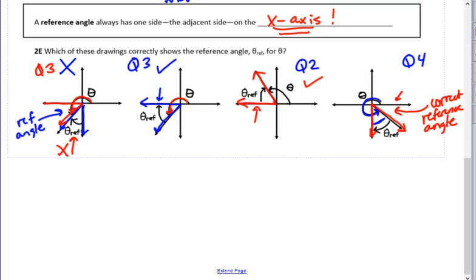So in general, when you're looking at reference angles, they are always next to the x-axis. So in quadrant 2, it's above the x-axis. In quadrant 3 and quadrant 4, it's below the x-axis. Quadrant 1, the angle and its reference angle are exactly the same. It actually doesn't need a reference angle. So never draw the reference angle or the triangle associated with it to the y-axis. Always draw it to the x-axis.